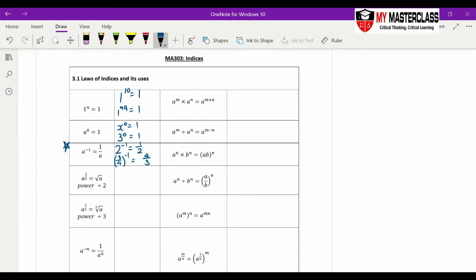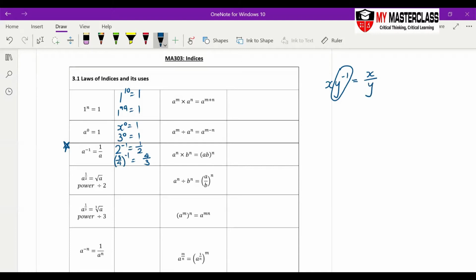I want to talk a little bit more about this negative power. This negative power means it just goes from numerator to denominator and vice versa. That means, for example, if x, then y to the power of -1, the -1 belongs to y only. So it will go from numerator to become a denominator like this.